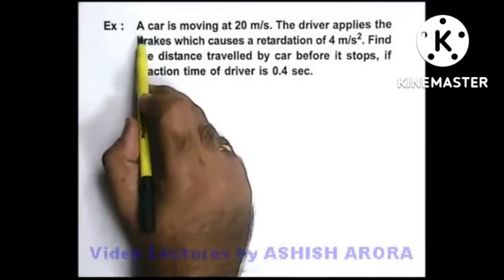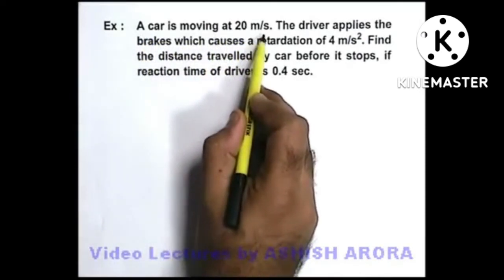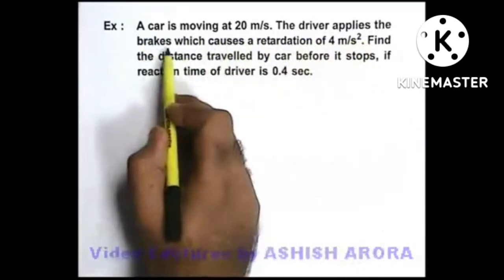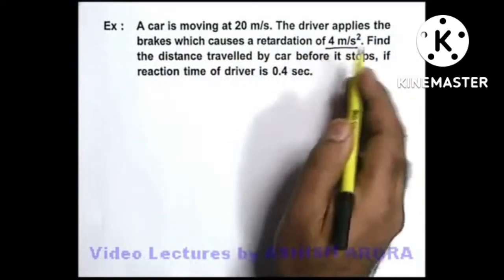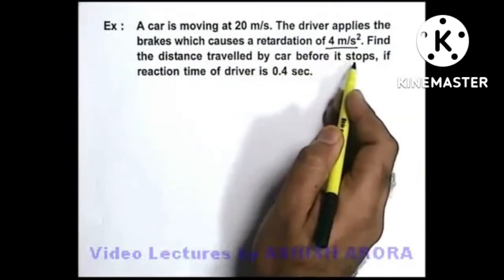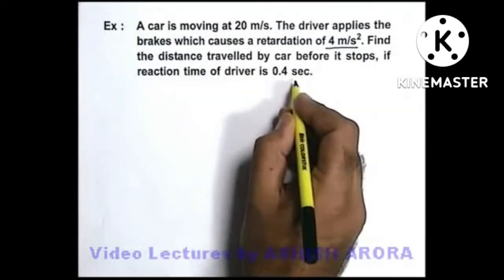In this example, we are given that a car is moving at 20 meters per second. The driver applies the brakes, which causes a retardation of 4 meters per second square. Find the distance traveled by the car before it stops if the reaction time of the driver is 0.4 seconds.